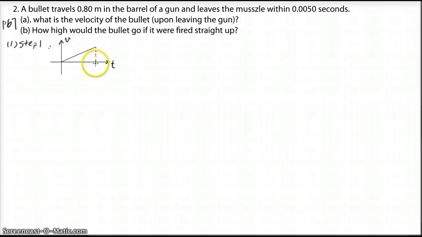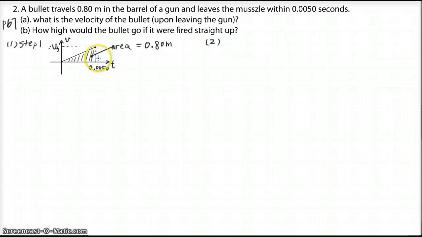So here is the time, which should be 0.0050 second, and the final velocity we do not know here, but it is the final velocity which we need to find out. And then it says it travels 0.80 meter. That's actually this area here. So the area here would be 0.80 meter. Okay, so that gives you a better understanding of the information given.